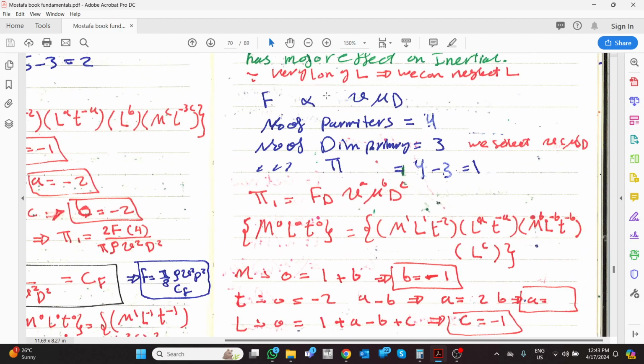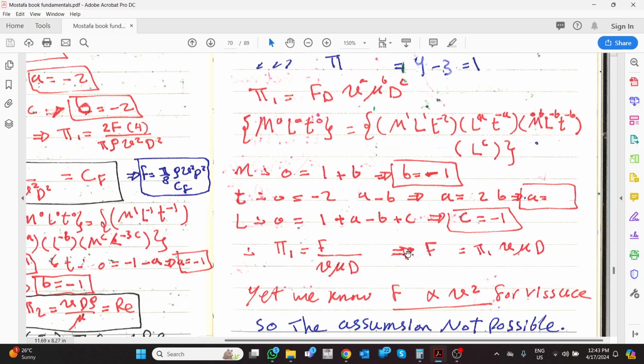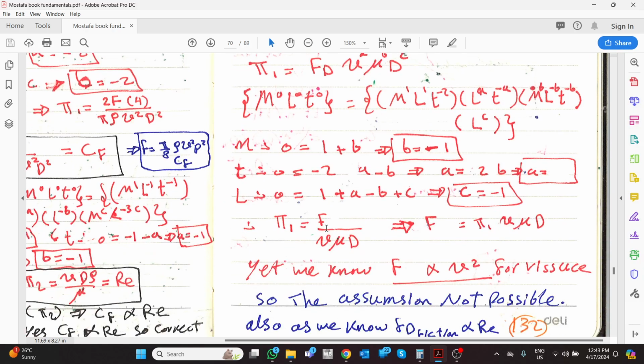So same procedure. We have four parameters, we have three dimensions, so we have 1/3 repeating. Make the same procedure. Pi 1, f1, it is a function of this. Pi 1 is a function of all the pis, which means f1 is like this.